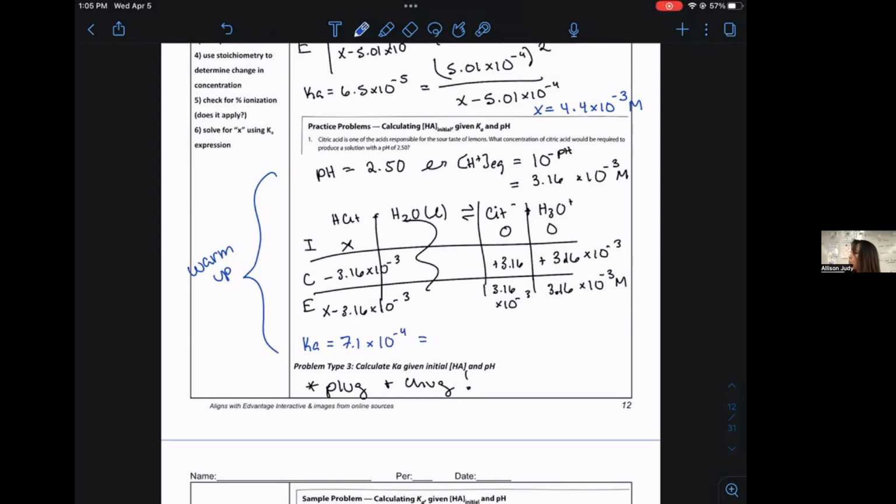So then what you would do is simply plug into the K expression the equilibrium values that you determined. So 3.16 times 10 to the negative 3 squared, because it's the H3O plus ion times the deprotonated citrate ion, all over the concentration of HCit acid, where you have X minus 3.16 times 10 to the negative third. And when you solve for X, what you would have gotten is that X equals 0.017 molarity, 0.017. And that's how you would solve this problem. And why can I not write this in a way that is legible?